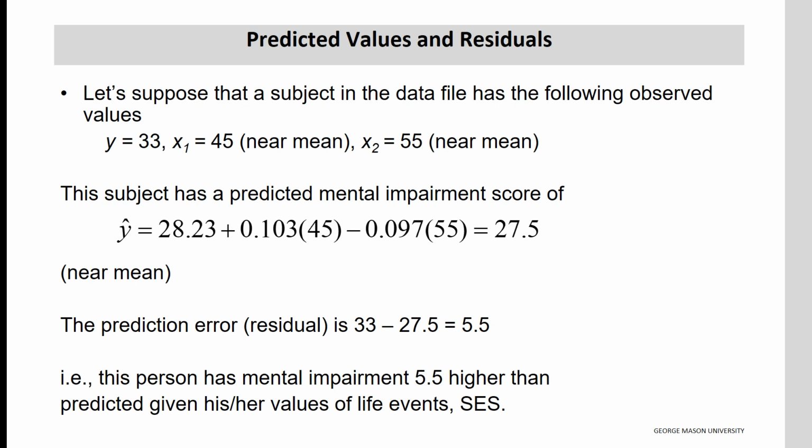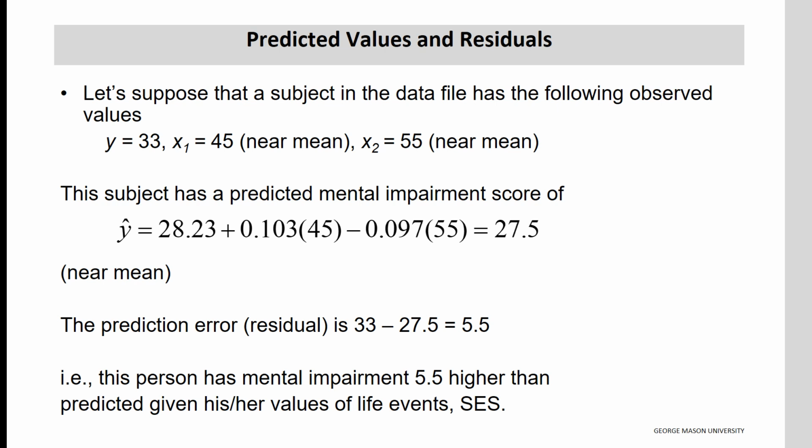So this subject has a predicted mental impairment score of, you simply take the regression equation shown in the previous slide and place the value of 45 next to the slope for adverse events, and then place the value of 55 next to the slope associated with SES, and that will give you a predicted value of 27.5. And that 27.5 is also close to the average value for mental impairment for the entire sample.